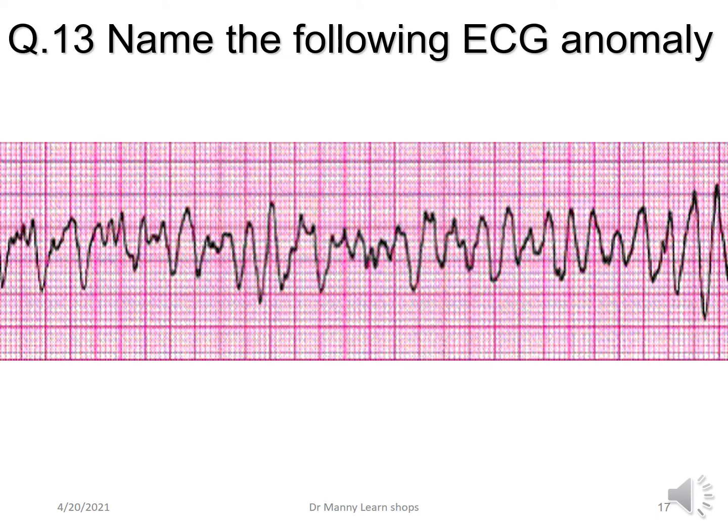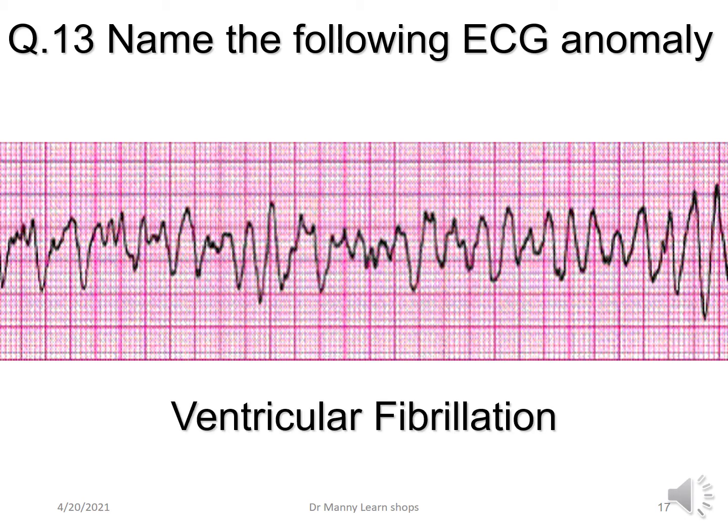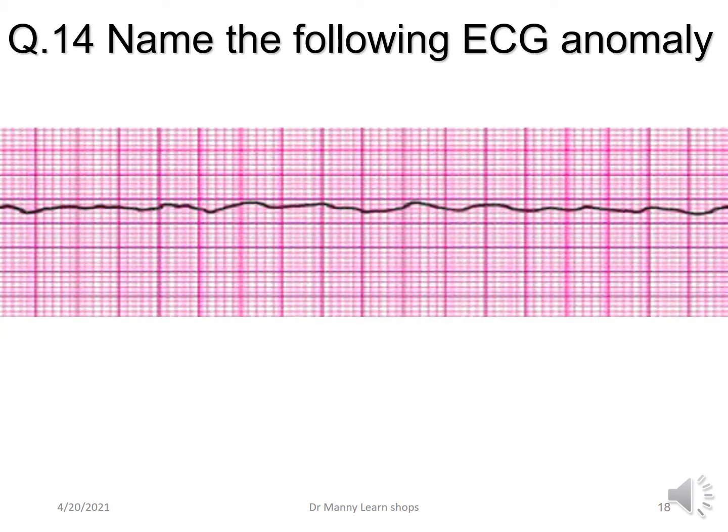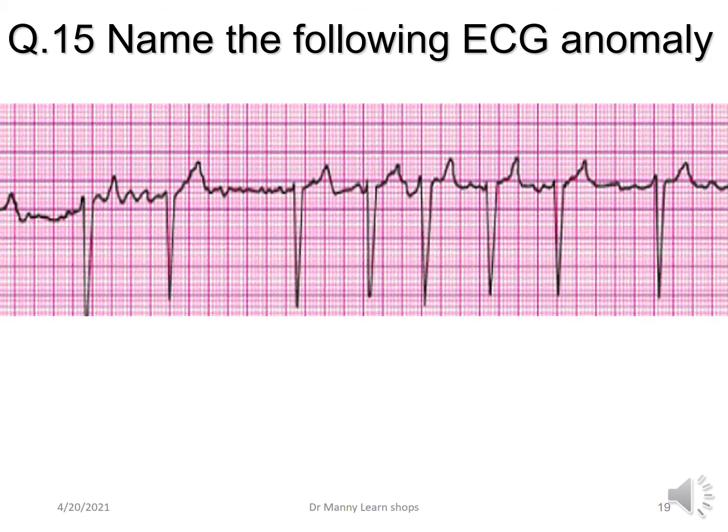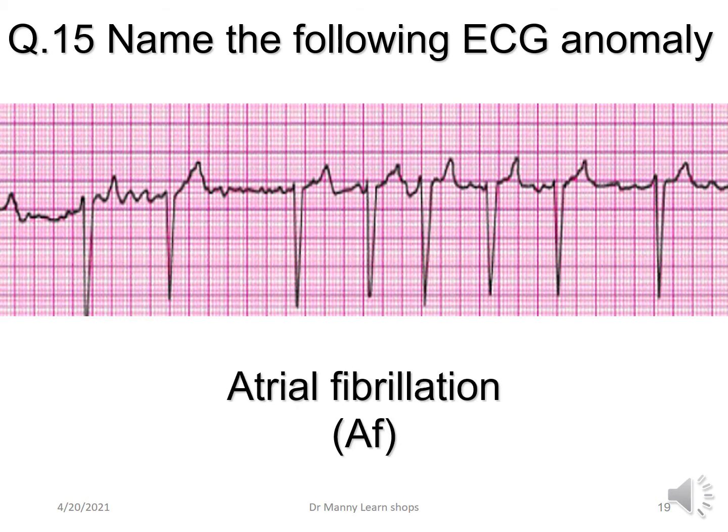What about this ECG anomaly? Ventricular fibrillation and its course. What about this one? This is asystole. What about this ECG anomaly? Very irregular. This is atrial fibrillation. And this is actually atrial fibrillation with a controlled ventricular response. Some people say slow AF. There's really no slow AF, but this is atrial fibrillation.